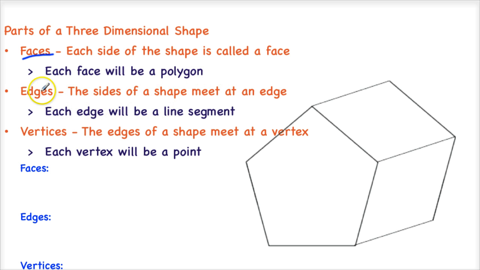Edges of the three-dimensional shapes are all going to be line segments. So there are all these different parts here that you see, the different line segments that are connecting the different sides of the faces. And the edges connect from vertex to vertex.